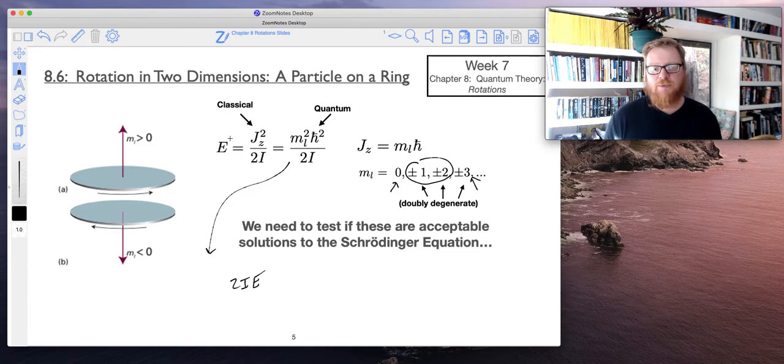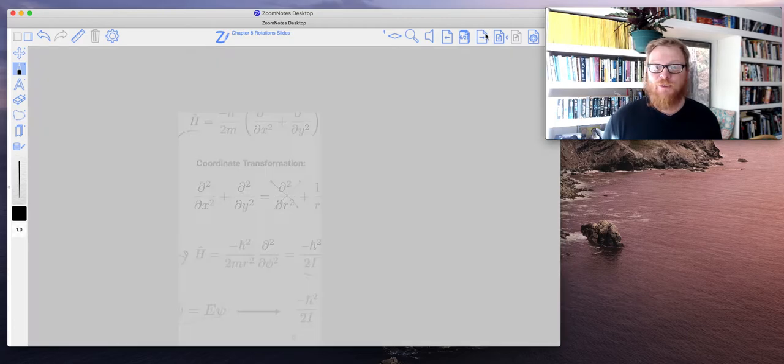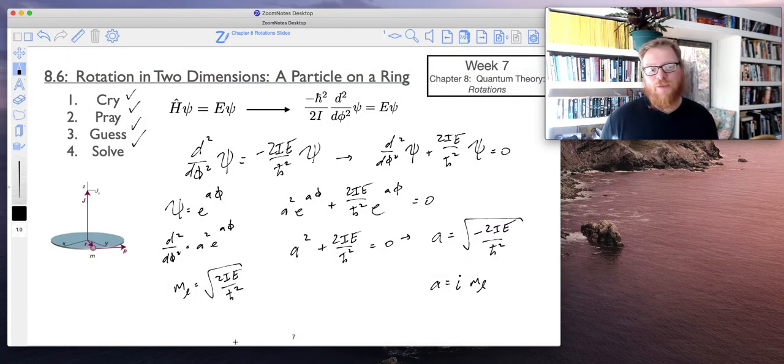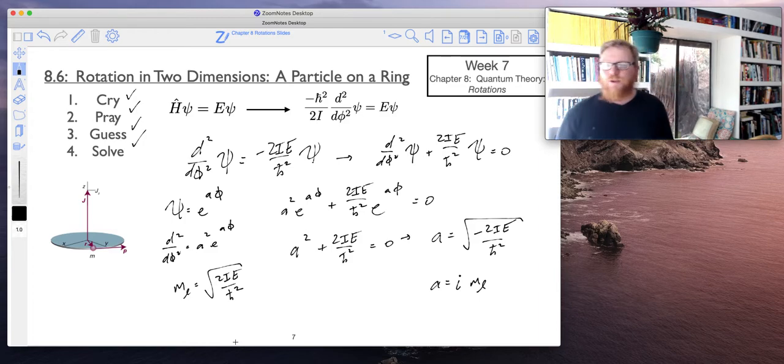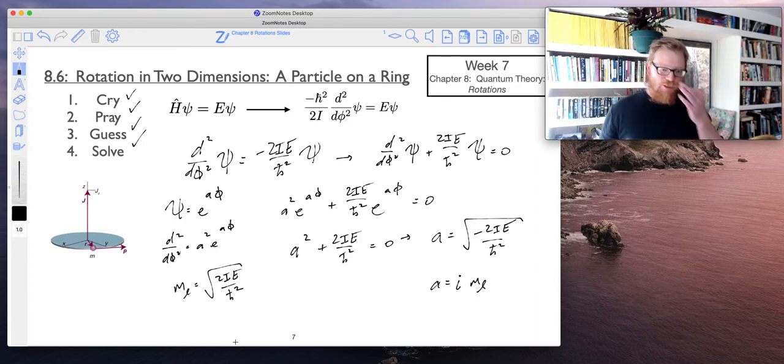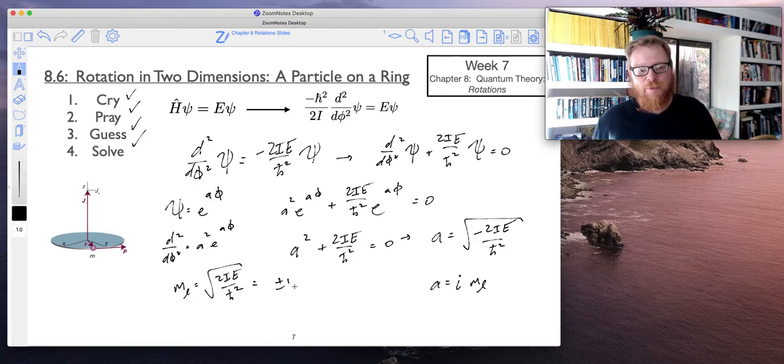I multiplied both sides by 2i, so I've got 2ie. Now I'm going to divide both sides by h bar squared and take the square root. That gives me quantum number ml, which is really cool that we know it's a quantum number. It has to take on only integer values that we've seen, plus or minus 1, plus or minus 2. But the fact that it's also equal to the square root of 2 times the moment of inertia times the energy divided by h bar squared, all square root, and that this will in fact equal plus or minus 1, plus or minus 2, etc. That's pretty cool, I think.